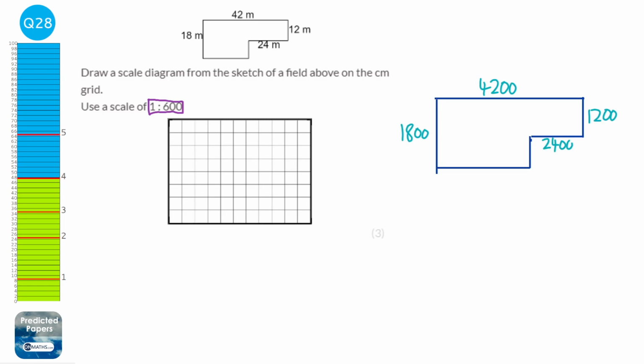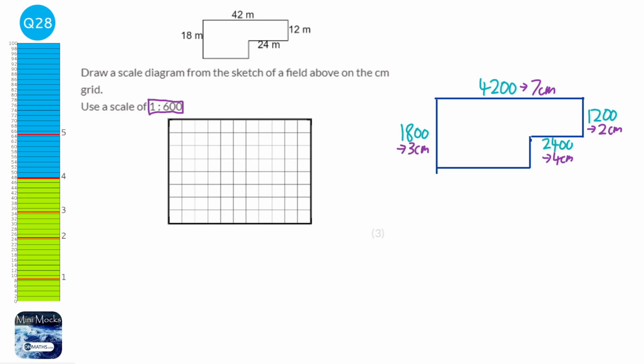So I've converted them all into centimetres, and now I need to work out how many centimetres there are going to be on our diagram. So I'm going to start with the 4,200, and all you need to do is divide it by 600, and I get the answer of 7. So it's going to be 7 centimetres on our diagram. 1,200 divided by 600, it's going to be 2. So that's going to be 2 centimetres on our diagram. 2,400 is obviously going to be 4 centimetres. And 1,800, divide that by the 600, it's obviously going to be 3. So it's going to be 3 centimetres. So now we know what it's going to be on our diagram.